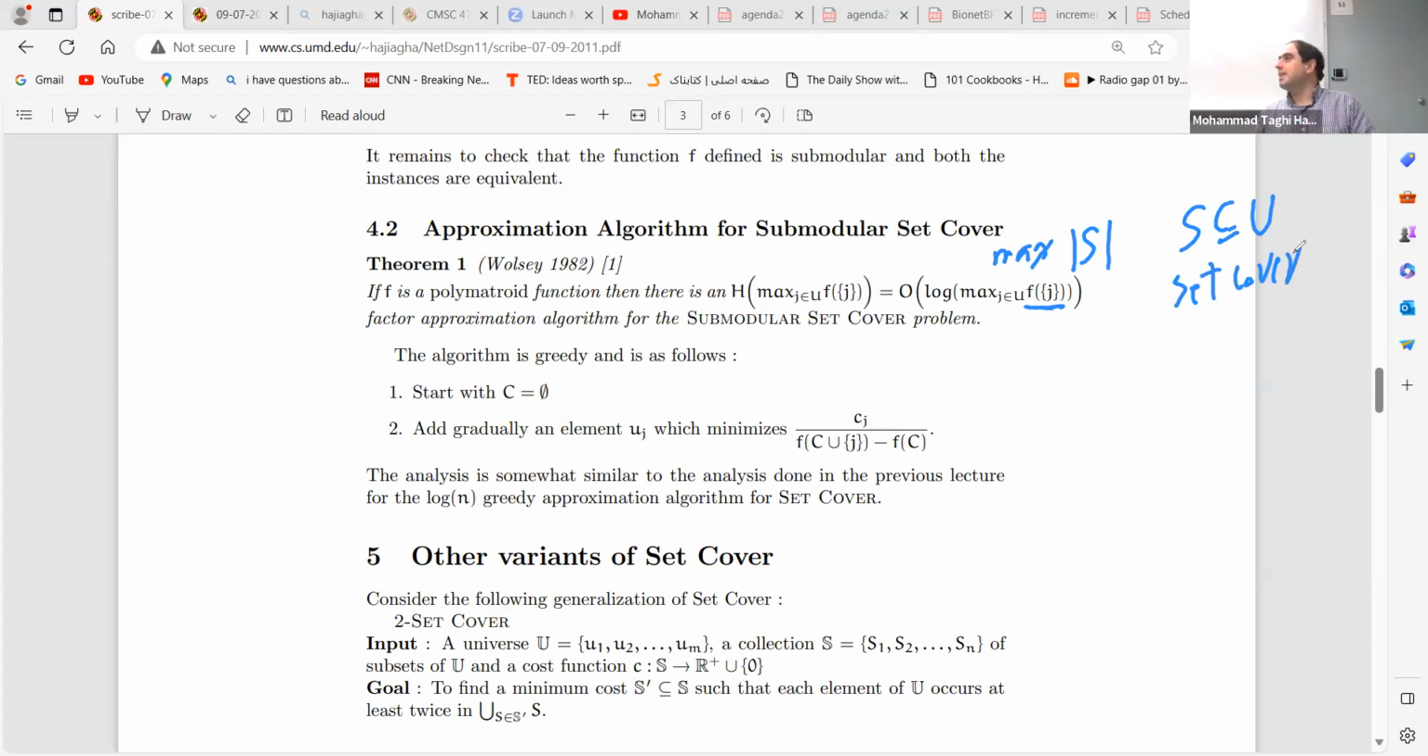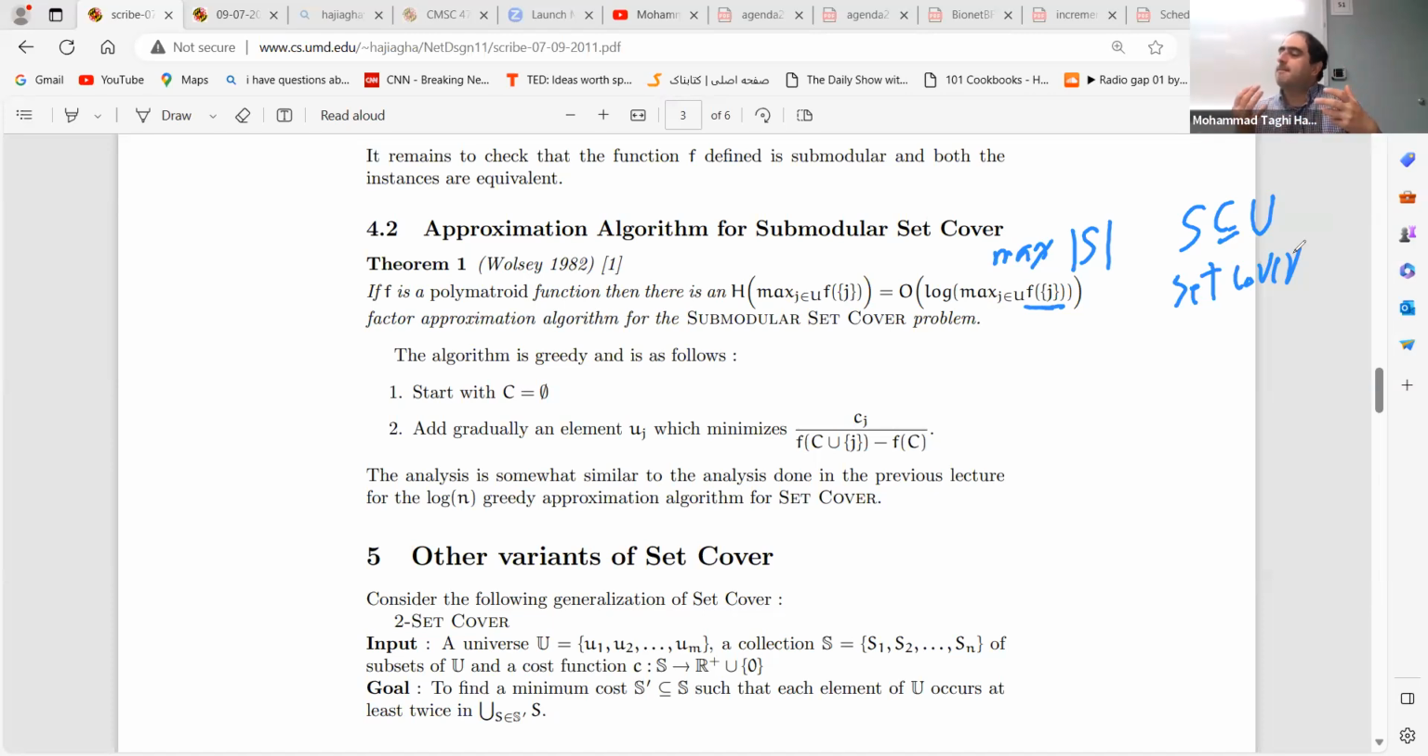It said that we don't get just a log n approximation, where n is the number of sets. The approximation factor would be log of the max of f of j. And f of an individual thing in set cover is how many elements it covers, so that is essentially the size of the set. The maximum size of the set is this max, and the log of that. So if all the sets are small, this actually gets a constant factor approximation.